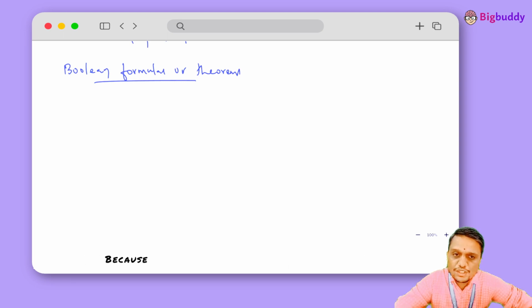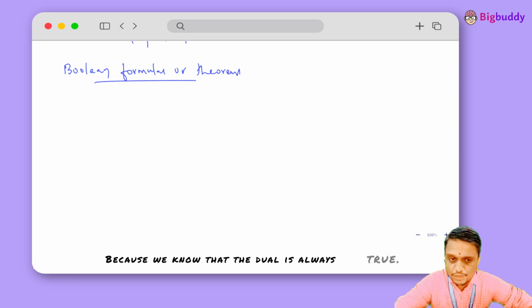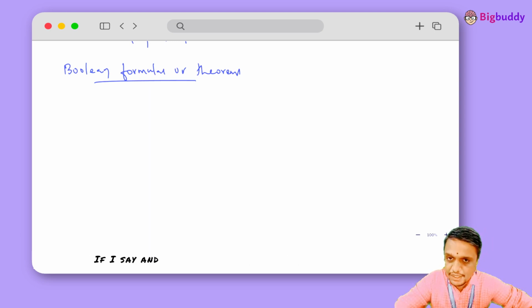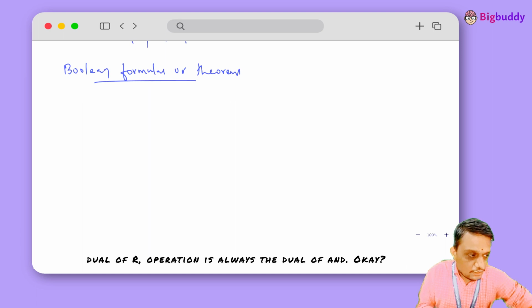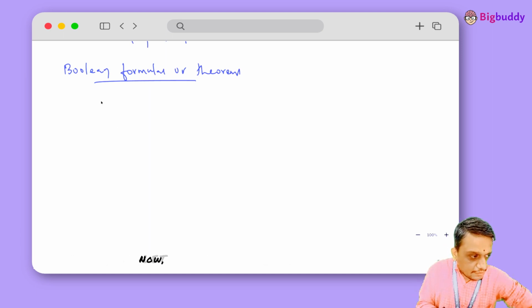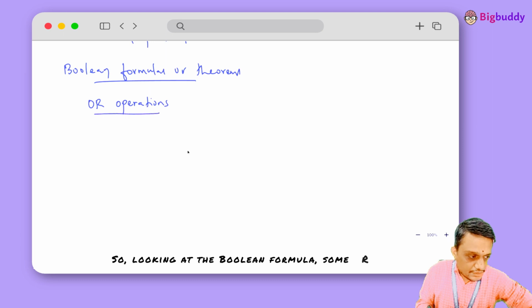How? Because we know that the dual is always true. If I say OR operation, the AND operation is always the dual of OR. If I say AND operation, the OR operation is always the dual of AND. That's how we can make things easier for us. Now let us see some OR operations in the Boolean formulas.